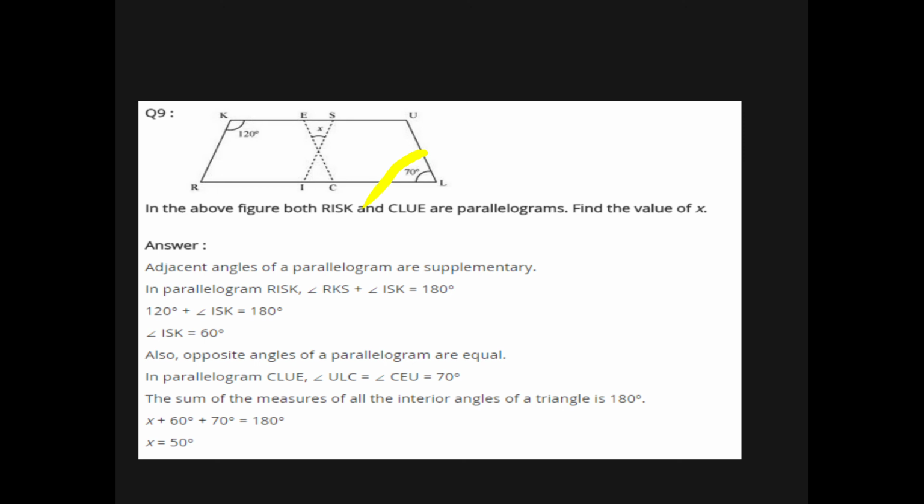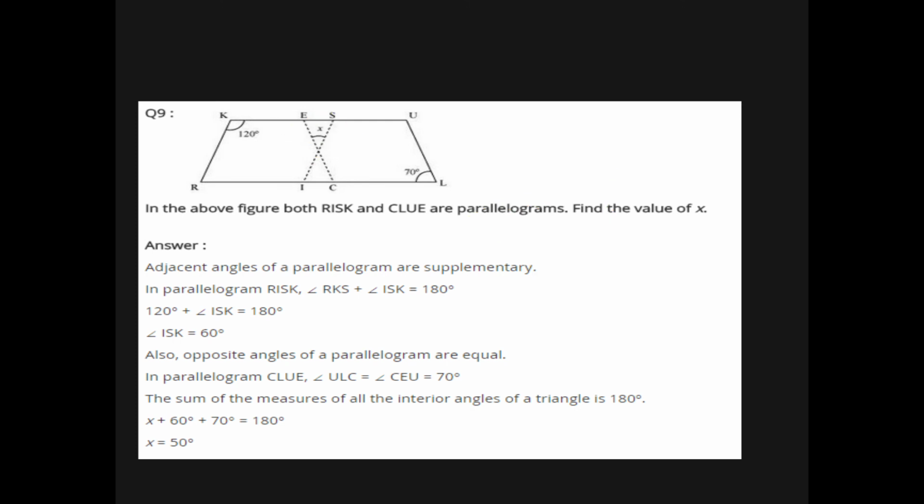CUE. See here, CEU. These two angles are what? Opposite angles of a parallelogram. If this is 70 degrees, this will also be 70 degrees. So what is the value? This is 70. Now in this triangle, which is ES, this angle is known, how much? 60 degrees. This angle is known, 70 degrees. We have to find out angle X. So 60 plus 70 plus angle X is equal to 180 degrees for this triangle.